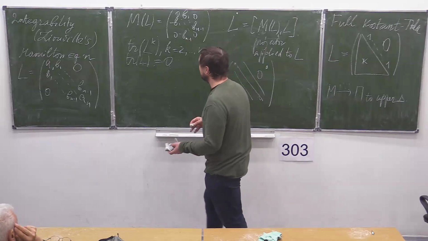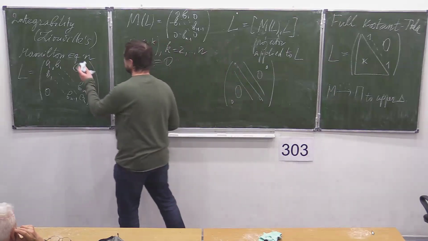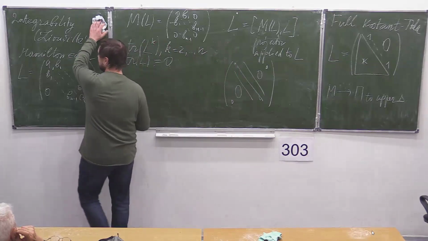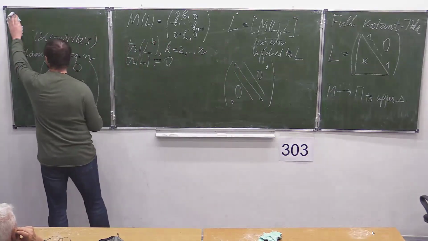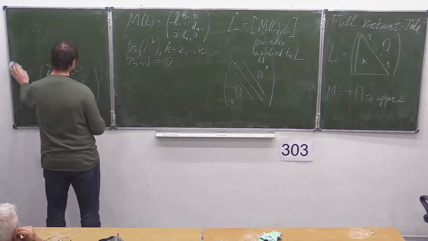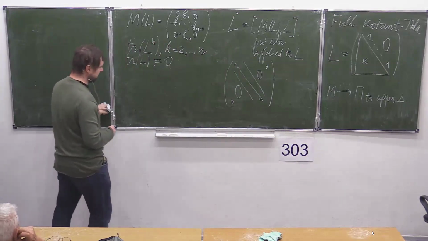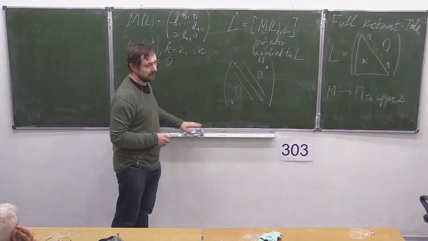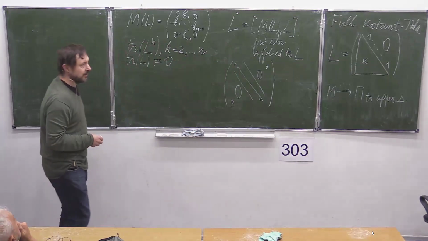But another generalization is the full symmetric Toda system, which I'm going to talk about. It's the most naive thing you can come up with. So you just take L to be an arbitrary symmetric matrix.